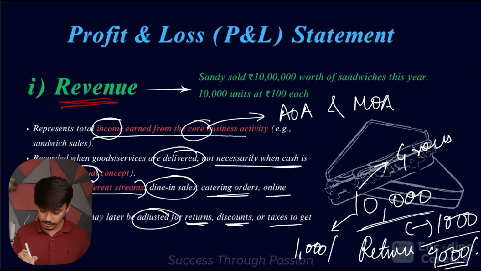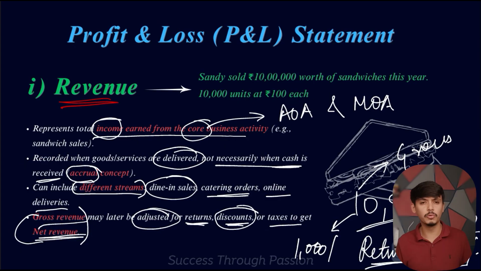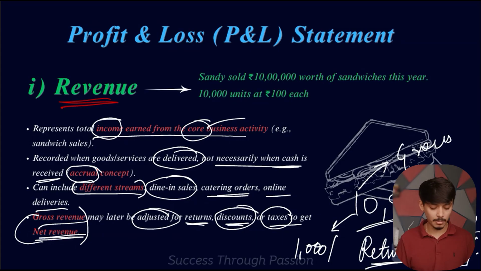Now apart from returns, you will also reduce discounts that you are providing to your clients or the taxes that you pay to government. So the entire amount that you realize when you sell something is gross revenue. Now after you pay off the discounts, returns or taxes, you then calculate the net revenue. These are some of the highlight points about revenue.